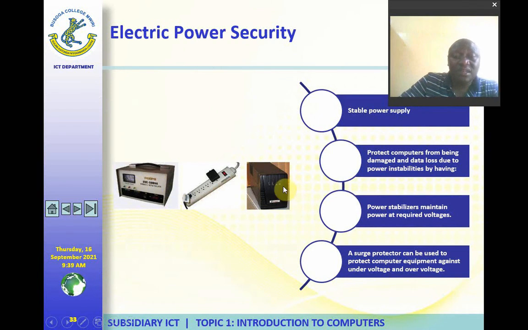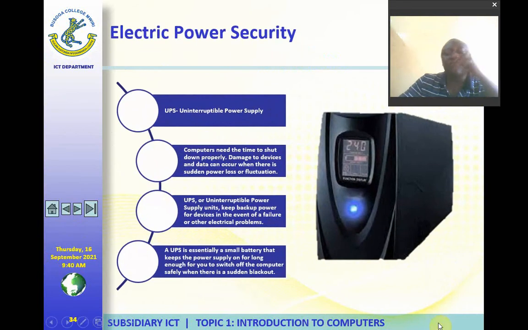You can see this, the UPS. These ones regulate the power and make the power supply stable, protect computers from being damaged and data loss, stabilizing power, maintaining the power that is required. Altogether, that is the use of these UPS that you are seeing. You may be having a different type, but you can see what they do. So UPS, as I've said, is uninterruptible power supply unit.